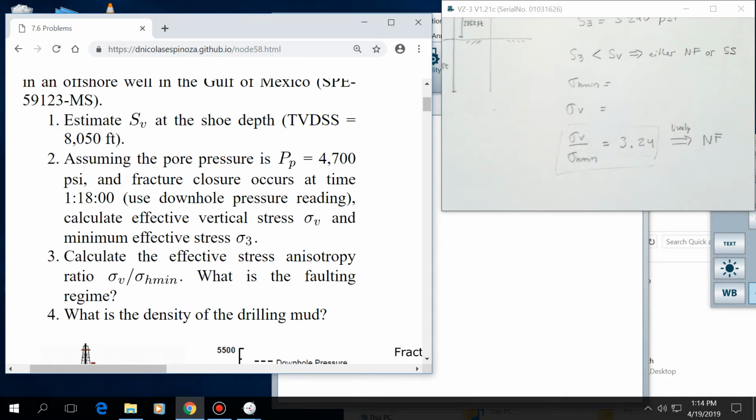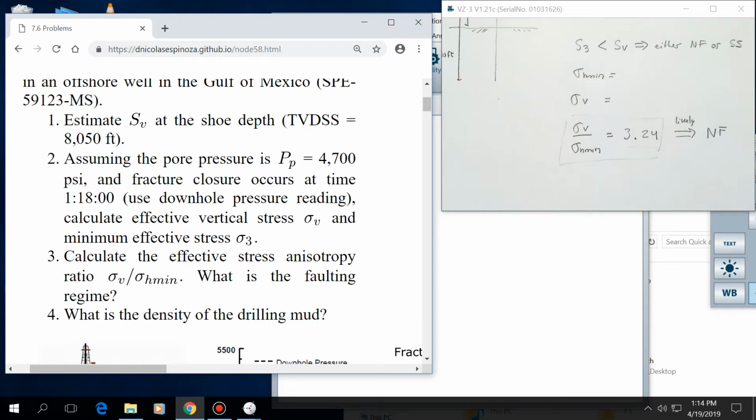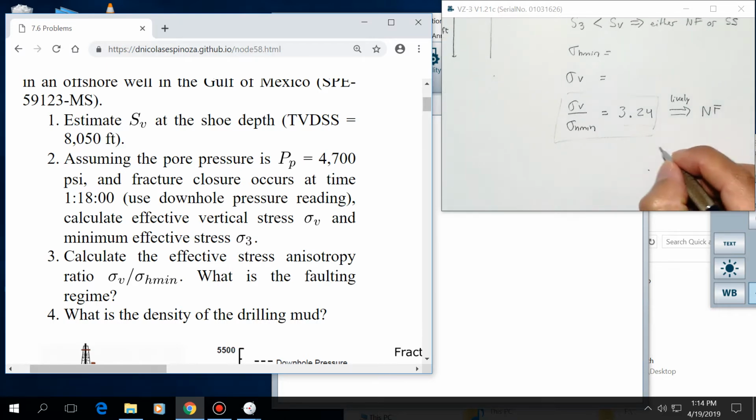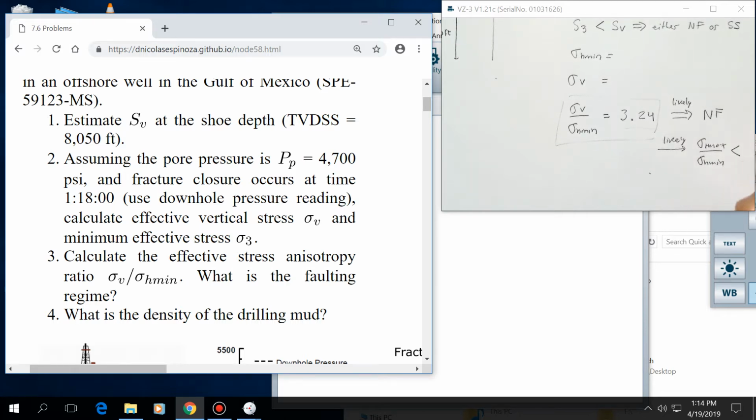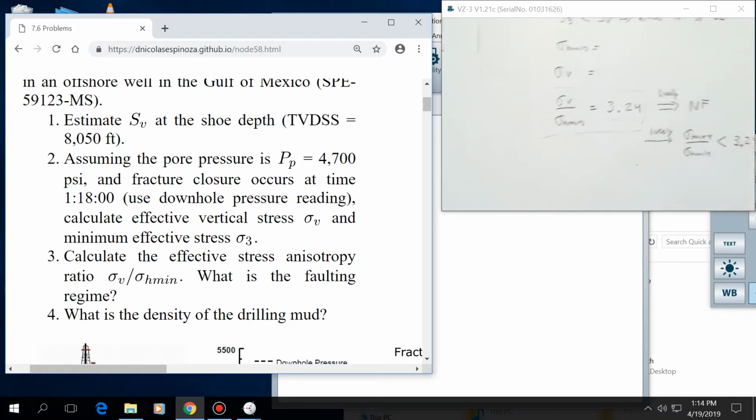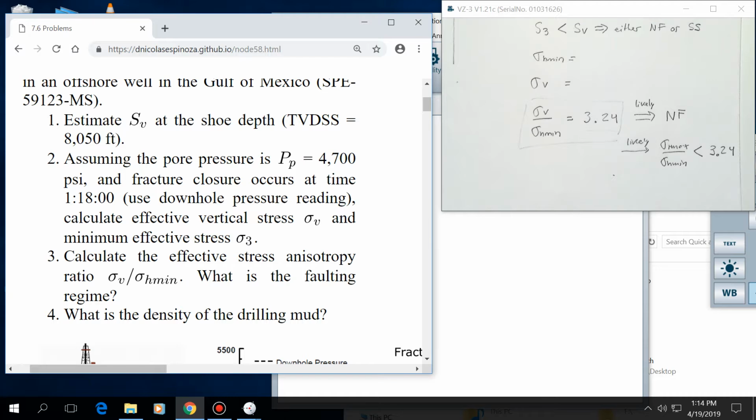Okay. So if the anisotropy was lower, then the anisotropy between H max and H min would be high, which would be... Correct. Yes. So what I'm saying is that also here, very likely, sigma h max divided by sigma h min is less than 3.24. And why? Just based on typical values of stress anisotropy observed in nature.